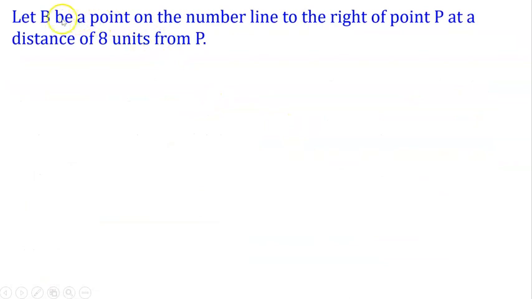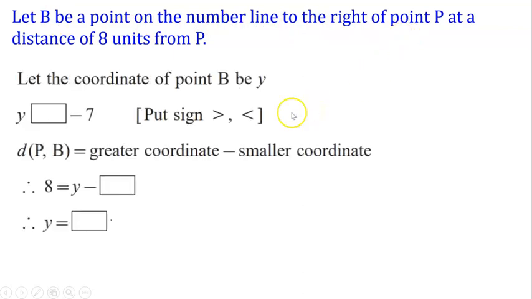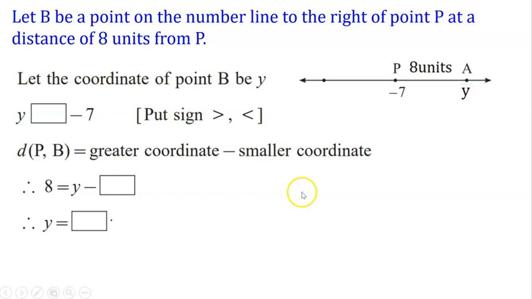Now we'll consider the other case, that is when the point is to the right of P. See this here. Let B be a point on the number line to the right of point P at a distance of 8 units from P. Let the coordinate of the point B be y. Now here is the sign between these two. Again we will find the distance PB, greater coordinate minus smaller coordinate, 8 equals y minus, and then find out the value of y.